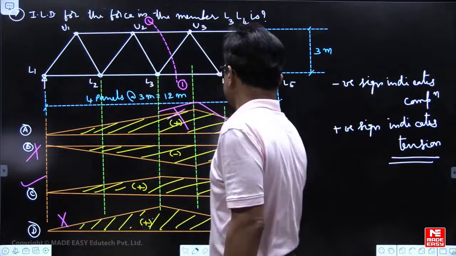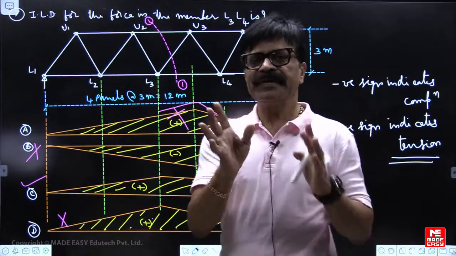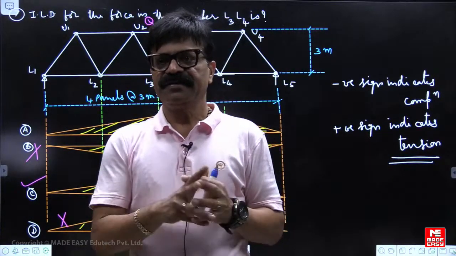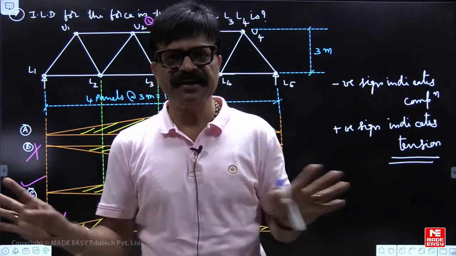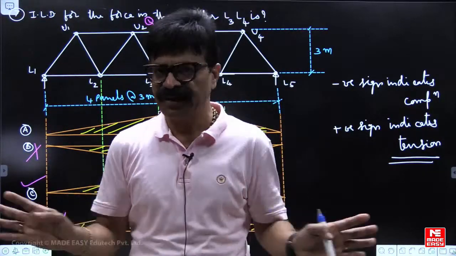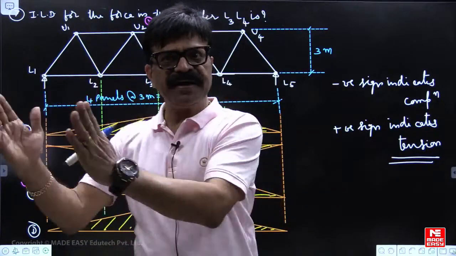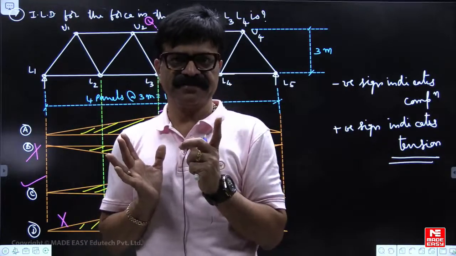So the only choice left out is C. What are the rules to be followed? Bottom members are always under tension. They cannot be in compression, so compression to tension will not be there. Within the panel it must be a single straight line.